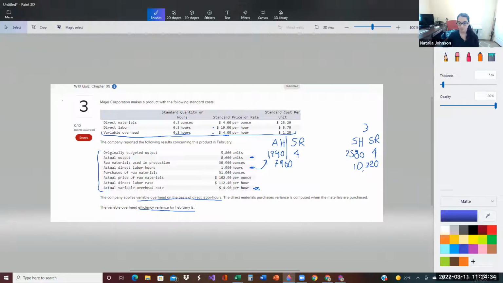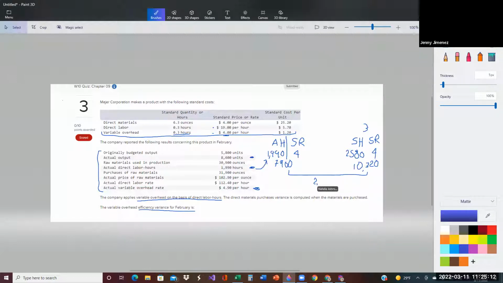So the efficiency variance will be only the difference of these two. 10,320 minus 7,960. Does it matter which way you subtract that? It doesn't matter, but if you want to get a positive number for favorable and a negative number for unfavorable, then always subtract from the standard the actual. So this one minus this one. And then I got a positive number, 2,360. That's favorable.